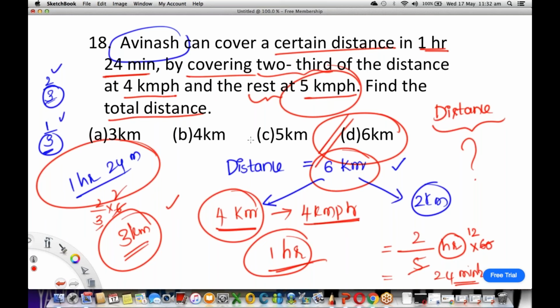Is this point clear? Is this solution clear? Mentors, please respond. Yes, clear, clear, clear, clear. Fine. Nice.